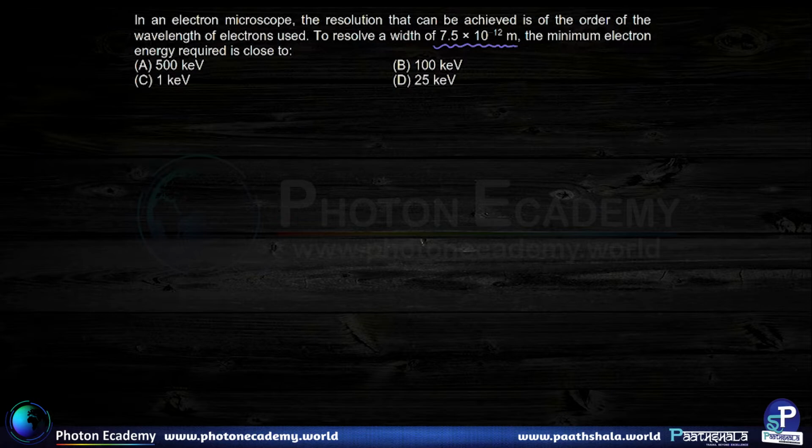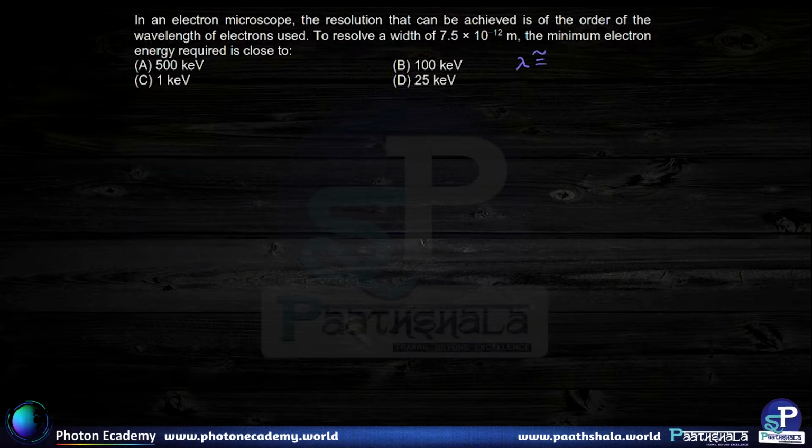So it is understood from the language of the question that the wavelength of the electrons used is going to be in the same order as that of the width. So herein we can understand that lambda is going to be equal to, or rather in the order of, 7.5 × 10^-12 meters. And the energy of the electrons has been asked.